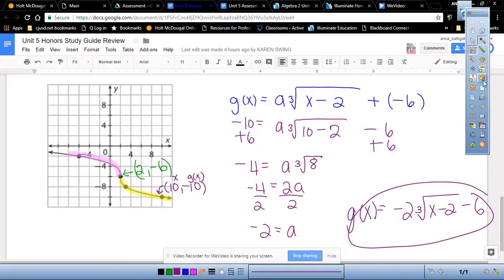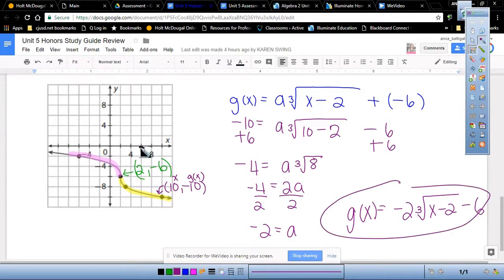Notice this time my a was negative. And that's because if we look, this actually flipped. This was a reflection. Our normal parent cubic comes off from 0 like this, and so that one is flipped over. It's a reflection. So that's why the a ended up negative. And it was moved to the right 2 and down 6.